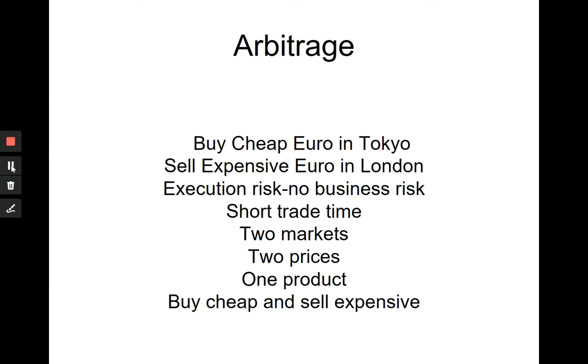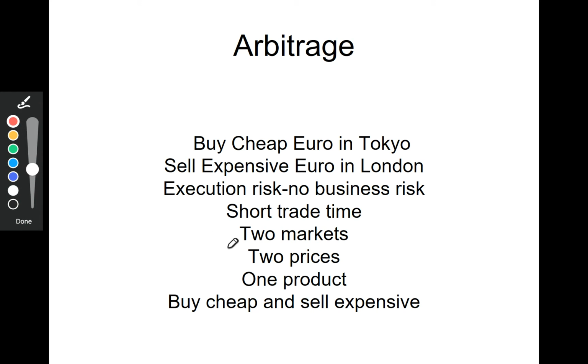Okay, let's go to a clear definition of arbitrage. Perhaps you have guessed it by now. Arbitrage involves two markets. In our example, we had a market in Tokyo and a market in London. Each one of these markets has a different price, two prices. But these two prices are for one product.